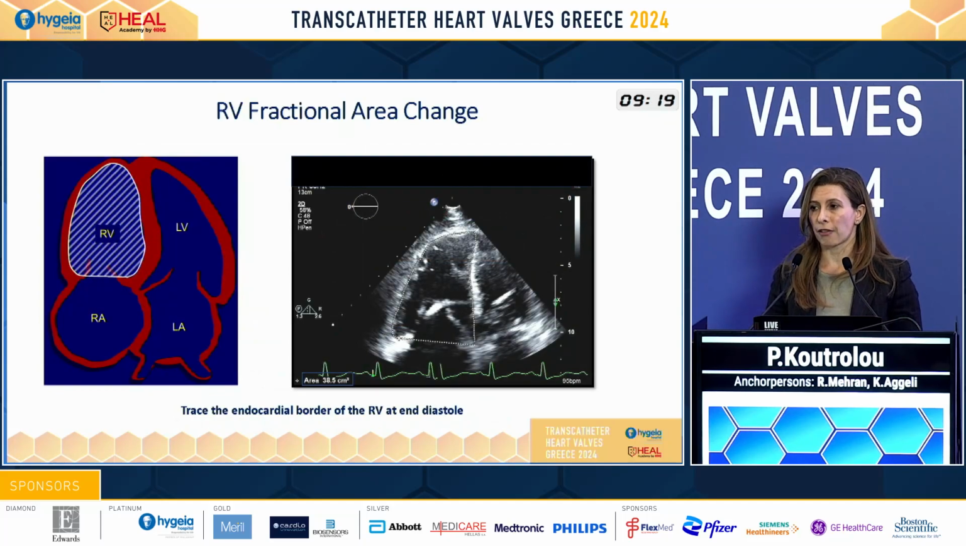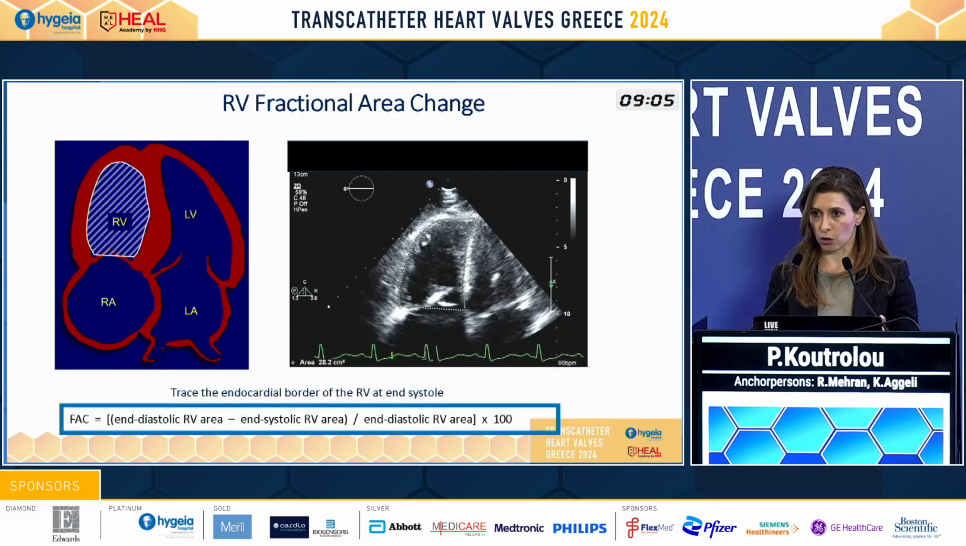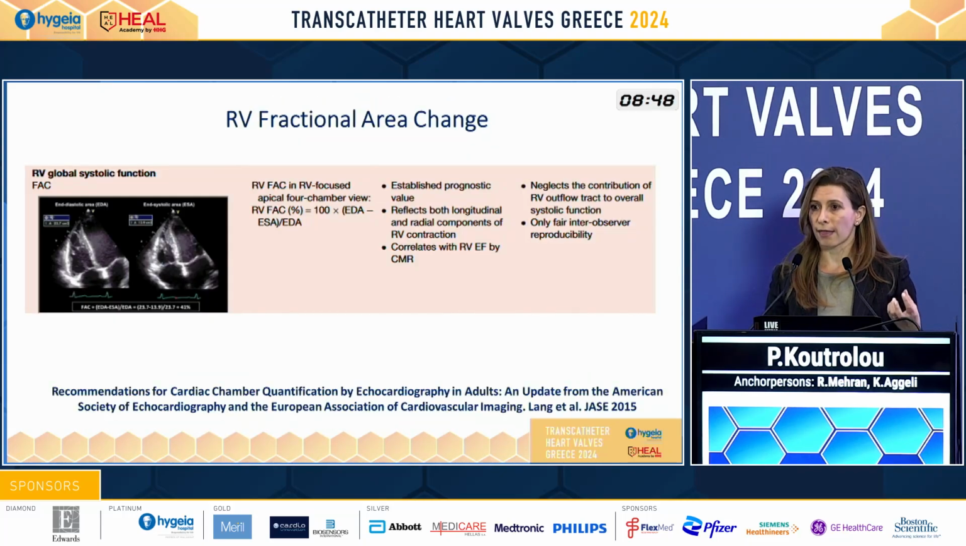Going forward, another measurement that we do when we want to assess the function of the RV is the RV functional area change. Here we measure the RV area during end diastole as well as end systole. So the area in diastole minus the area in systole divided by the area in diastole multiplied by 100 gives us the functional area, where when it is more than 35%, then we say that this patient has a normal RV function.